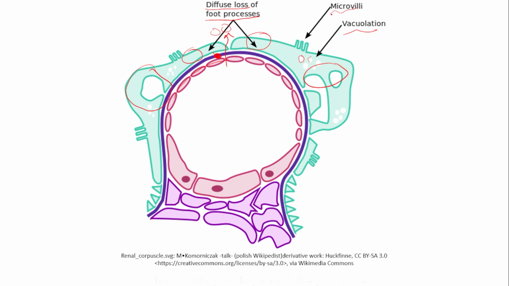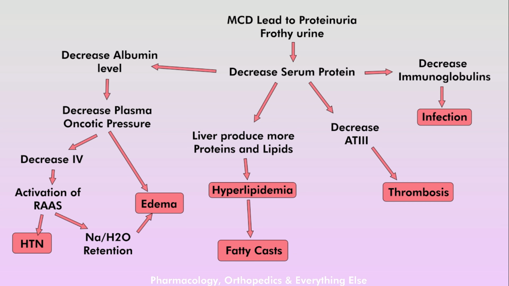You can also see the microvilli and the vacuolations. The vacuolations are small vesicles, and both of those, the microvilli and the vacuolations, are not seen in normal podocytes. They are only seen in the minimal change disease. So again, in electron microscopy, you see a diffuse loss of the foot processes, the microvilli, and the vacuolations.